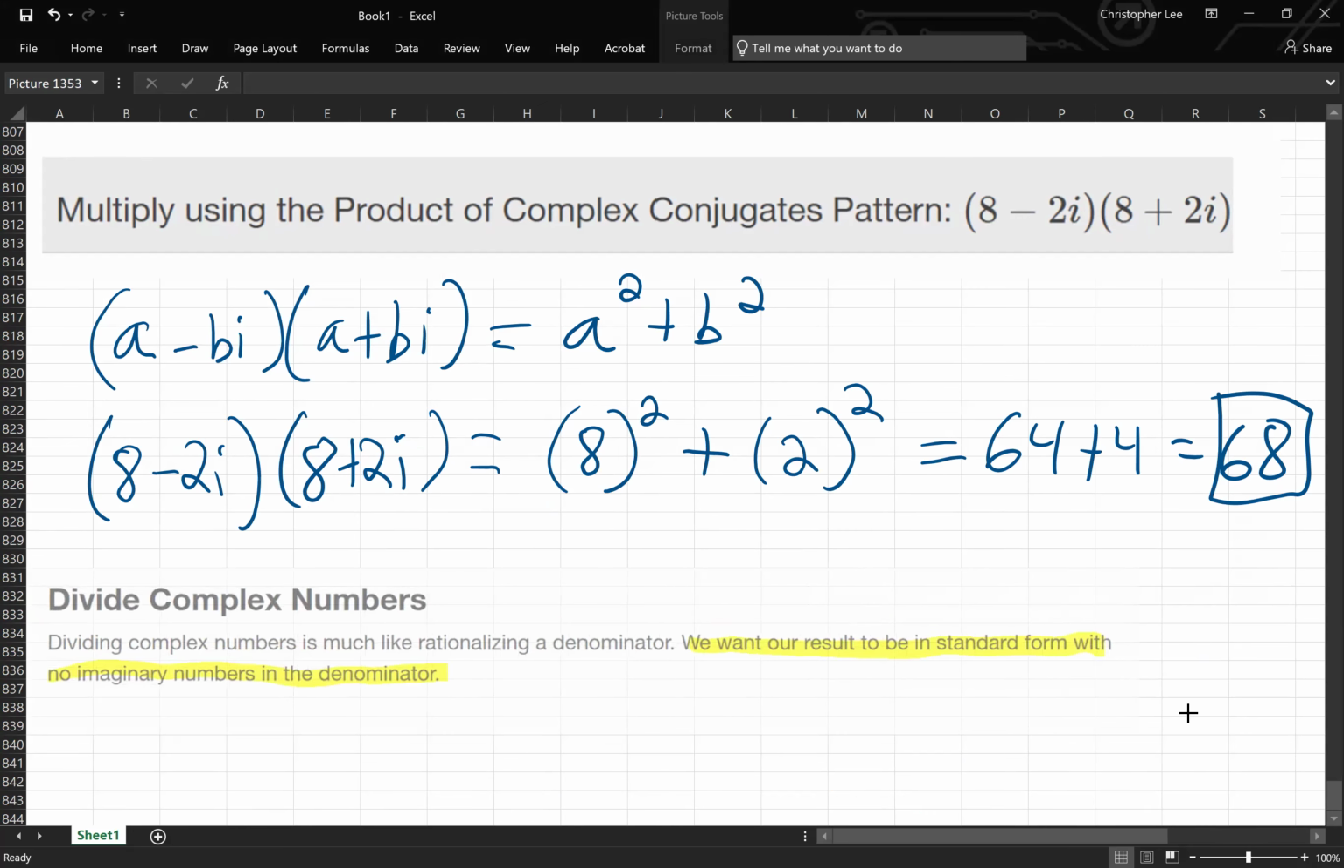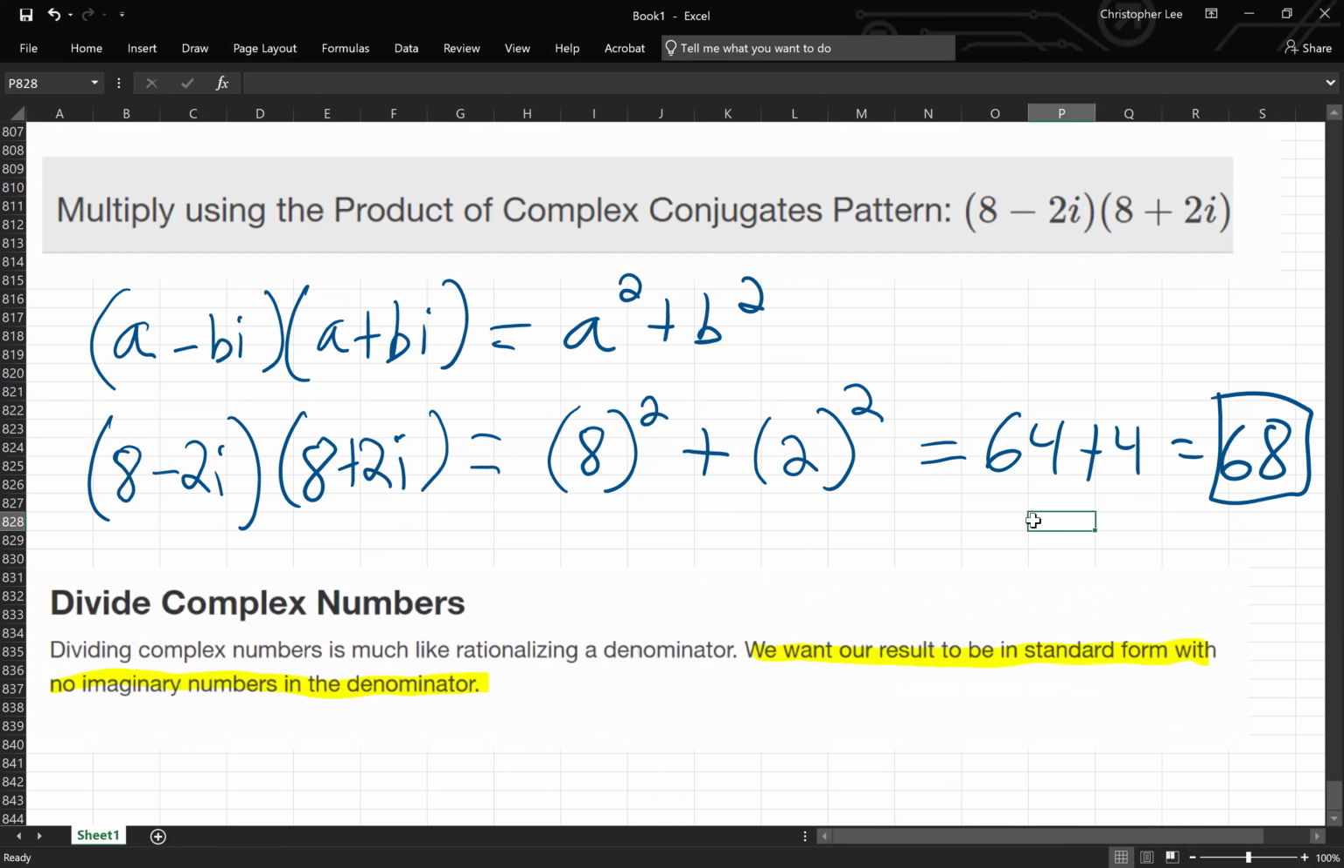All right. Last topic. So we're gonna divide complex numbers. Dividing complex numbers is much like rationalizing the denominator. We want our result to be in standard form, where no imaginary numbers are in the denominator.